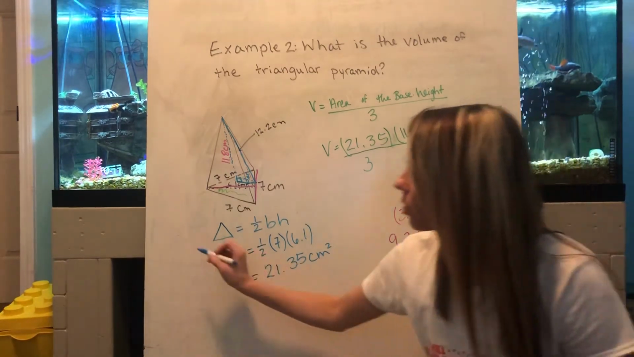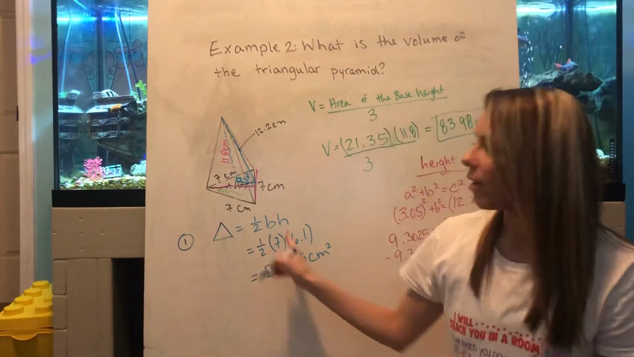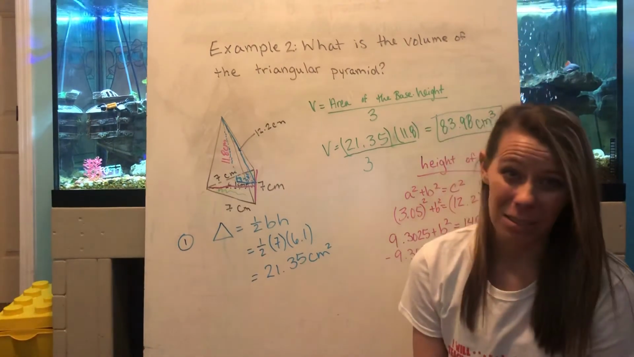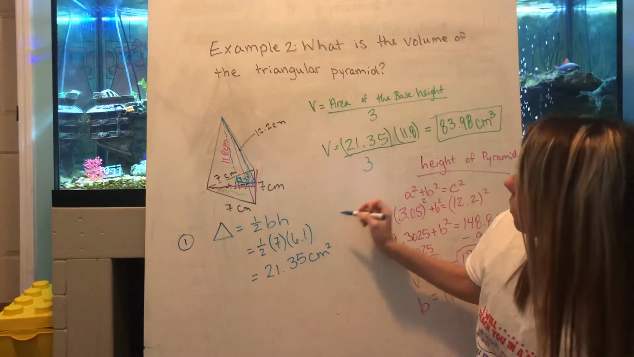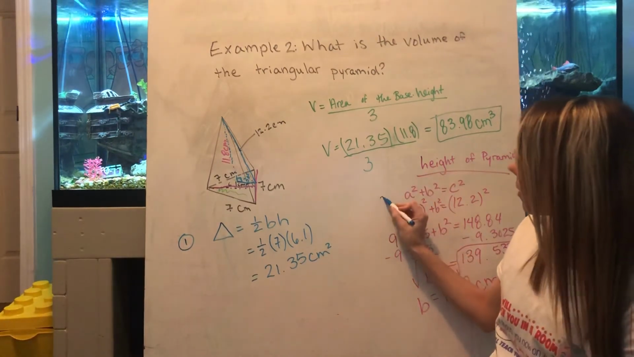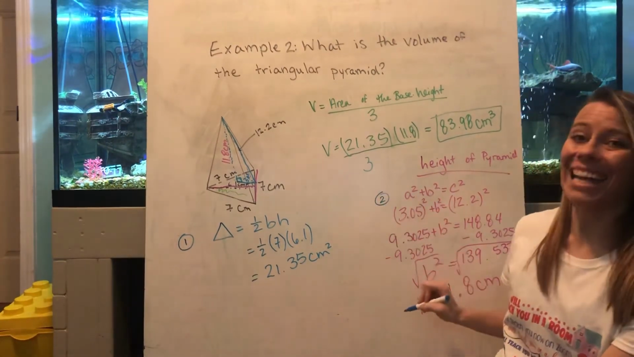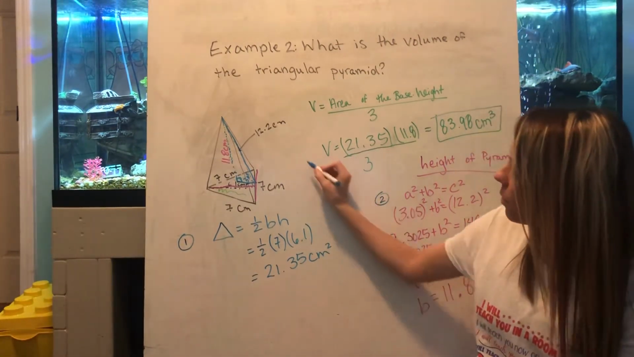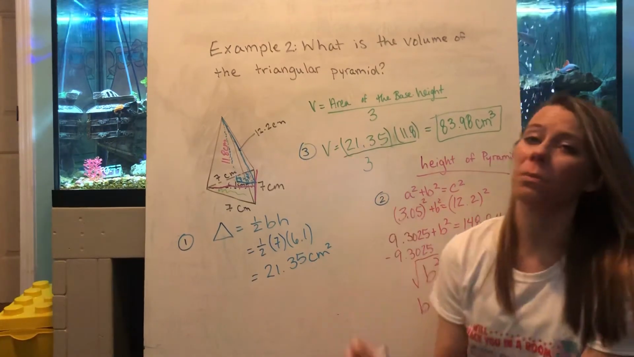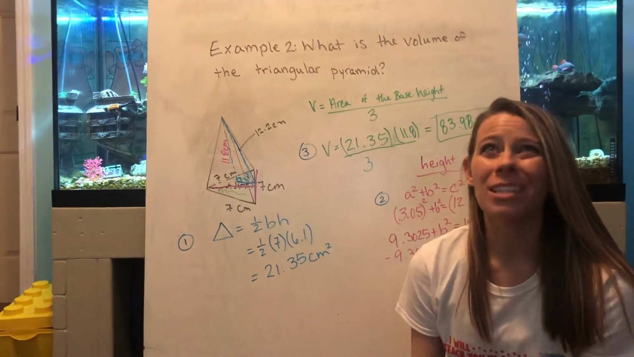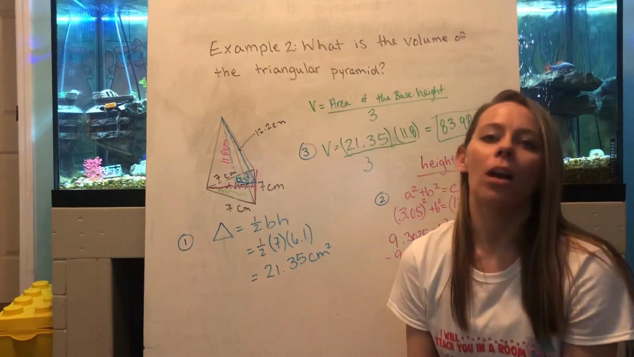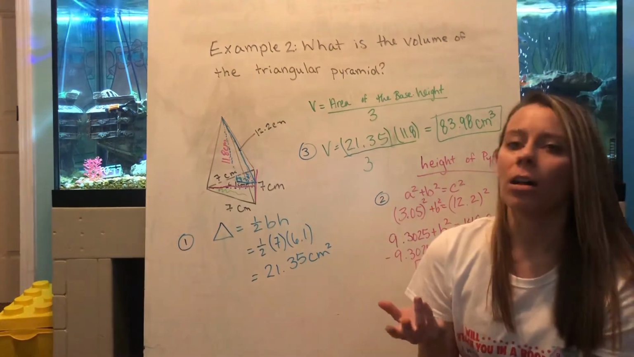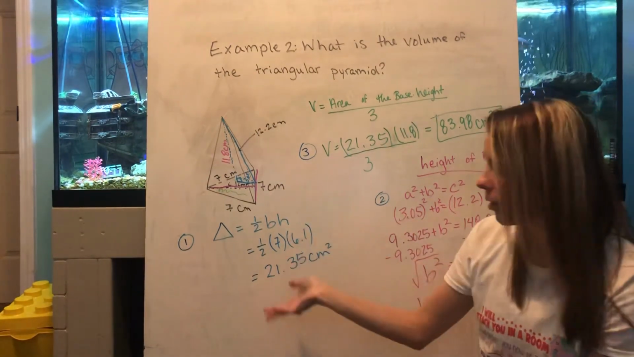Step 1 is make sure you find the area of the base, and if they're super mean, you might not know one of those heights or the base. Then step 2 is you want to do Pythagorean theorem to calculate the height of your pyramid, and then step 3 you use that to calculate the volume of your pyramid. So it's a lot of work, but it's not hard work because all of you can do volume, multiply, and divide, and all of you guys can do Pythagorean theorem, and all of you can find the area of a triangle.